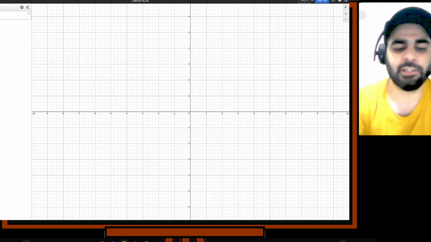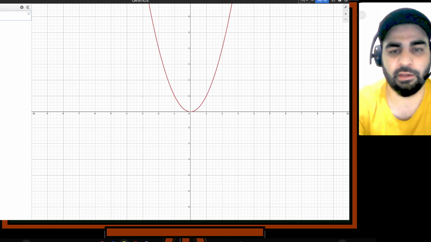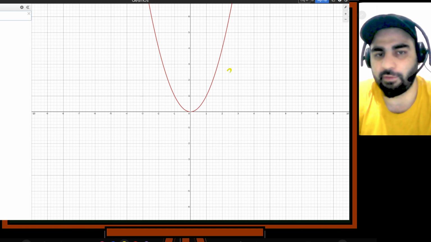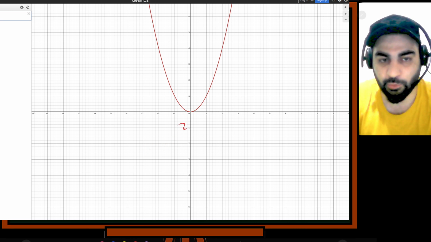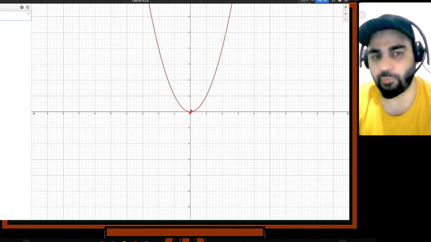So if I draw a function, let's suppose y is equal to x square. So I draw this function y is equal to x square. Can you see it over here? This is the graph of the function x square. If you take this graph, you can see the point over here is a minimum point.